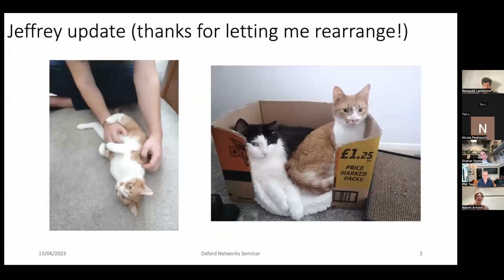So just a small update, because the reason I had to reschedule last time was because our cat was very severely ill and had gone into hospital, but he's doing okay and he's getting treatment at the moment. So yeah.